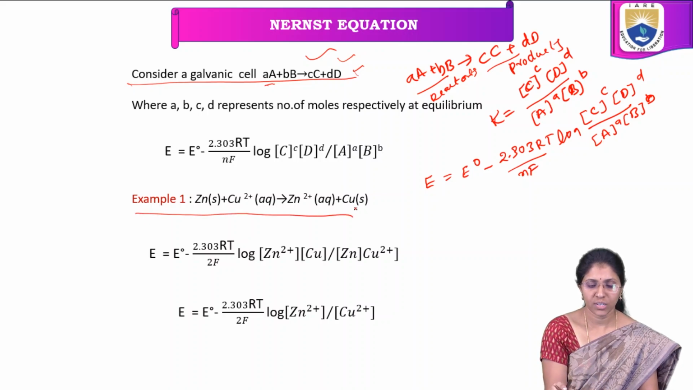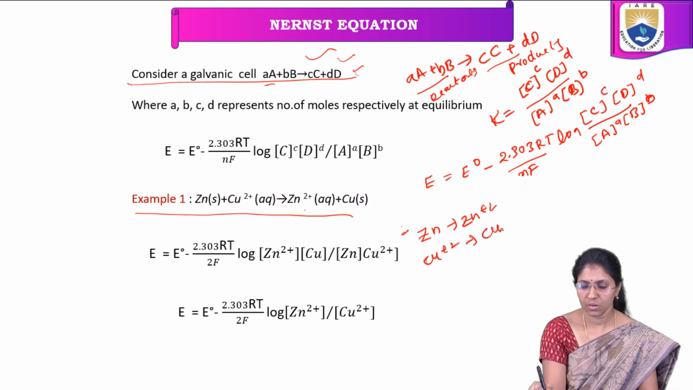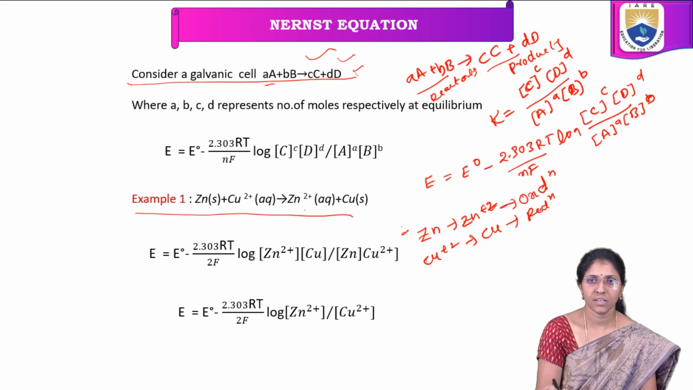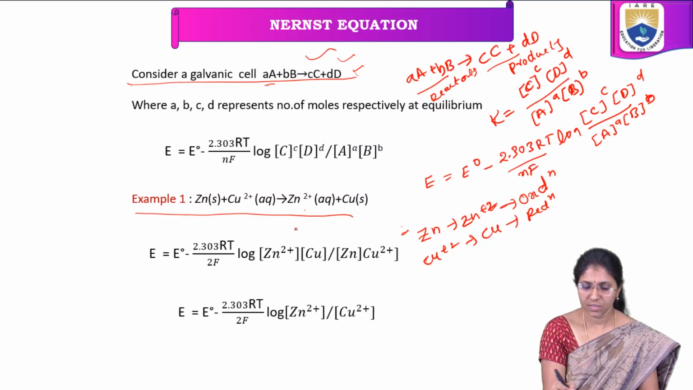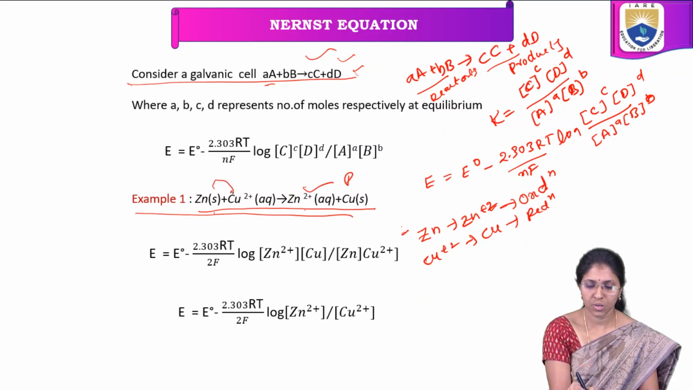So this is example 1. In this, zinc is converted into zinc plus 2, and copper plus 2 is converted into copper. This means oxidation is taking place here, and reduction is taking place here. So in this equation, these two are products and these two are reactants.